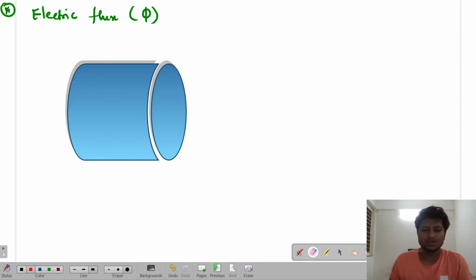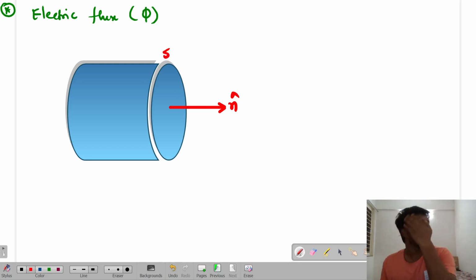So the point is very, very simple. As we can see, this is my cross-sectional area, isn't it? For the open surface, I know that inside there is no such normal, so the direction of the normal is outwards, isn't it? So this is my area, and the outward normal is given by n.